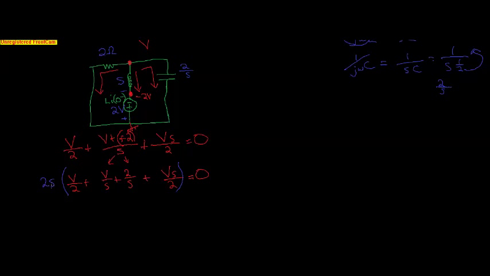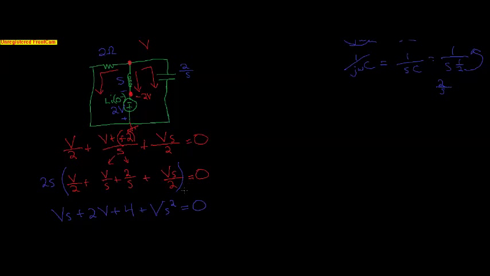If we multiply by 2s to get rid of the 2's and s's on the bottom, for this term the 2's cancel out and we get V times s. For these terms, the s's cancel out and we get 2V. Then the s's cancel out and we get 4. And for these terms, the 2's cancel out and we get plus V squared. And this all equals 0.